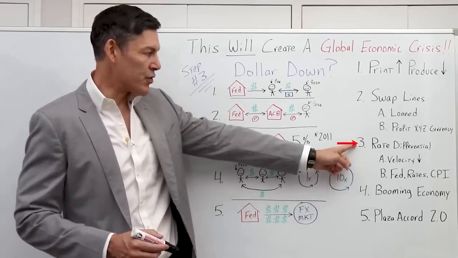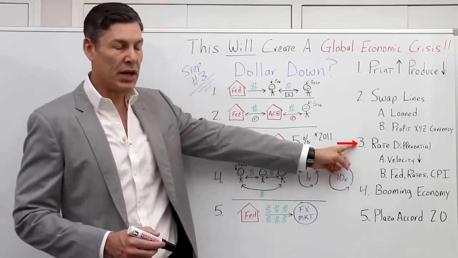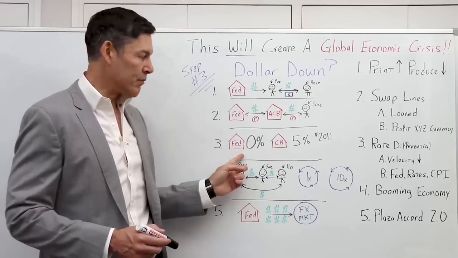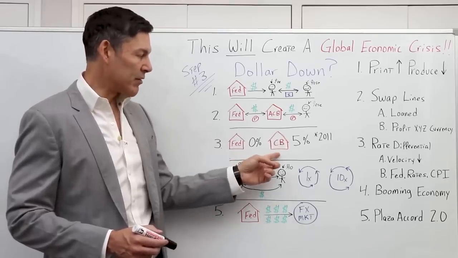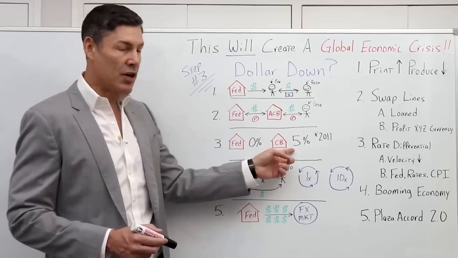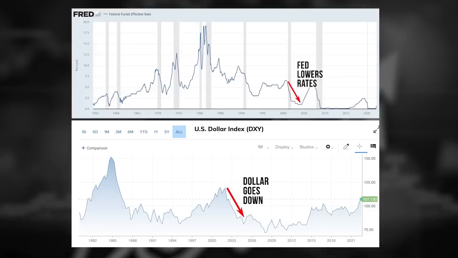Next, we've got interest rate differential. Pretty easy. So if the Fed just drops rates down to 0 and all these other central banks just bump rates up to, let's say, 5%, then the dollar would most likely go down. This would put downward pressure on the dollar.